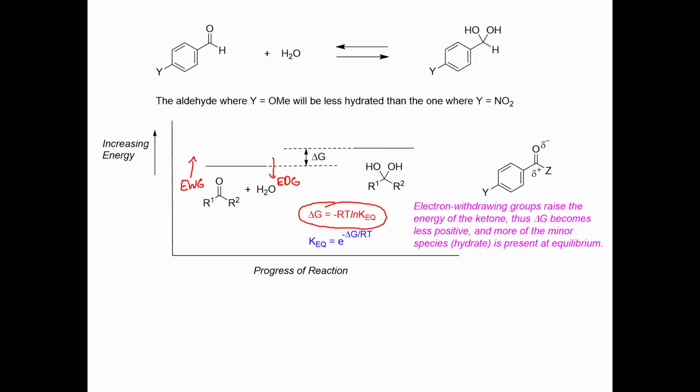Okay, so that's why we see this. There's a thermodynamic reason for this. And the electron donating or electron withdrawing groups really don't have very much effect on the energy of the hydrate because there's no conjugation. There's no conjugated system so that you can have these electronic interactions. Okay? All right.